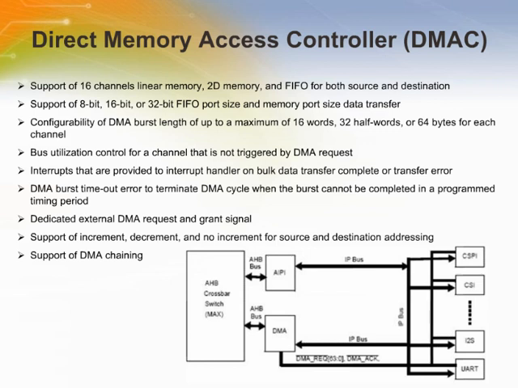The Direct Memory Access Controller provides 16 channels to support linear memory, 2D memory, FIFO, and end-of-burst enable FIFO buffers to support a wide variety of DMA operations. Initiation of a DMA cycle can be done through software control or by DMA request assertion.